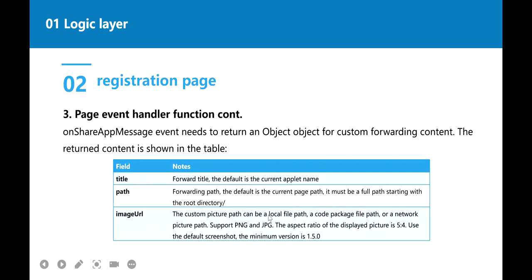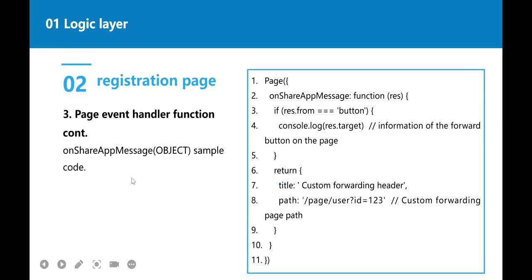Image URL: the custom picture path can be a local file path, a code package file path, or a network picture path. Support PNG or JPG. The aspect ratio of the displayed picture is here. Use the default screenshot, the minimum version. We have the explanations of this field here. Now we have an example, using the on share app message.